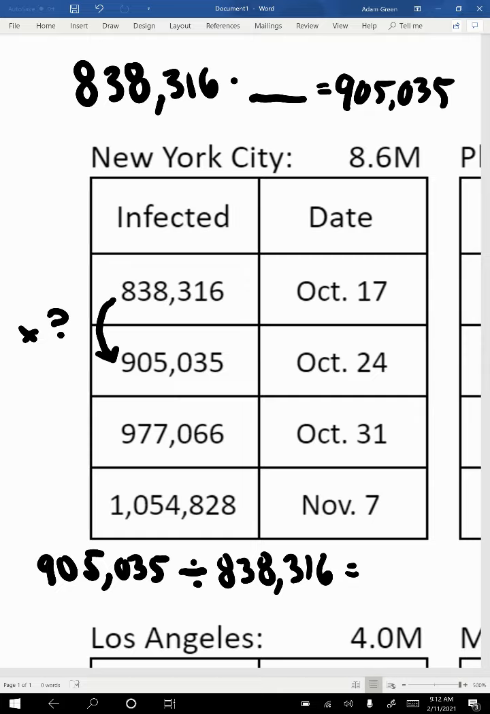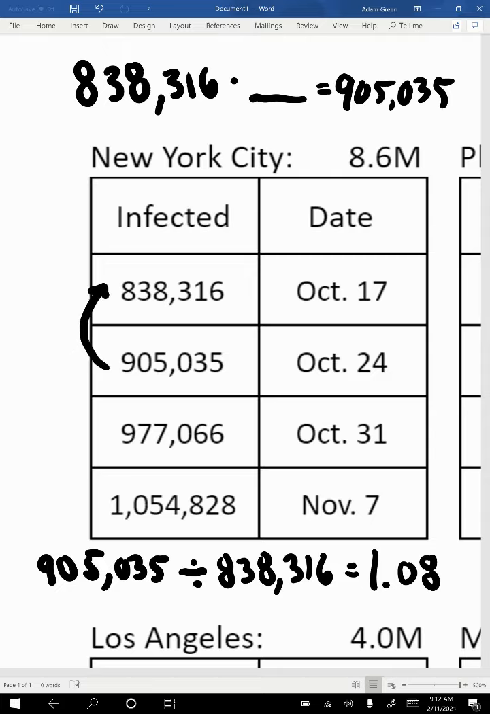And it gives us, I got my calculator right here, 905,035 divided by 838,316. We get about 1.08 after we round. So to summarize, if you want to find a common ratio, we can always find the common ratio by dividing in the backwards direction.